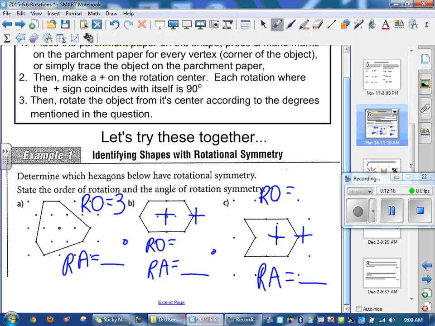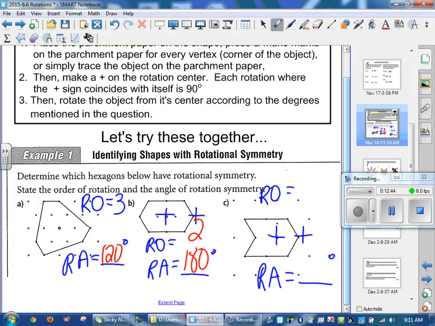Give that a try, I'll give you a couple minutes. Alright, what is the rotational angle of the first one? 120 degrees, exactly, because it's 360 divided by 3. What is the rotational order of B? 2. That's the order. It covers itself twice. And the angle? 180. Good. Rotational order of the third one?